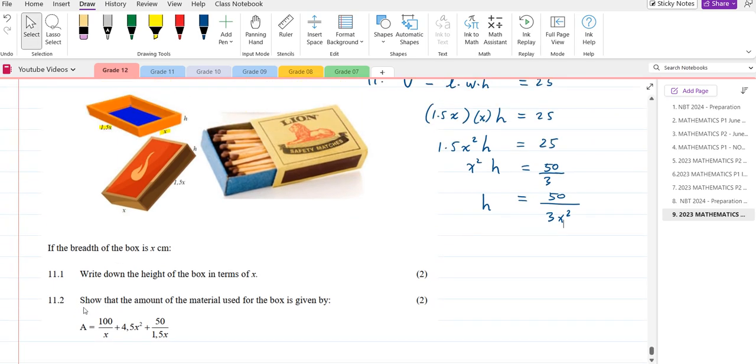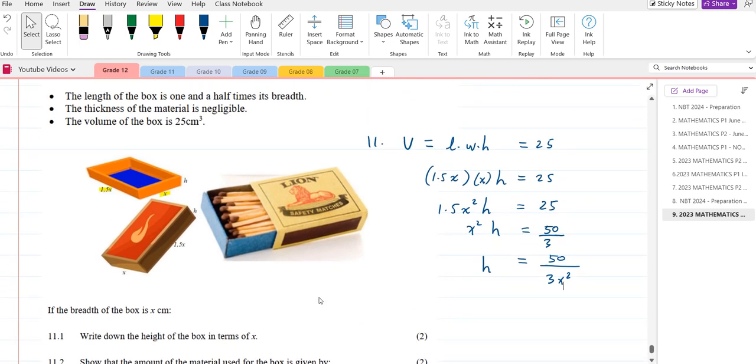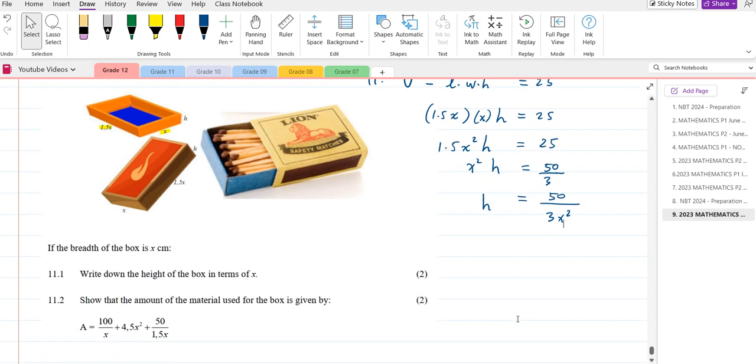Next one. Show that the amount of material used for the box is given by the following. How are you going to show the amount of material used for the box?